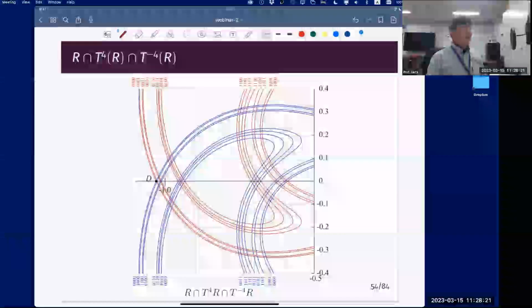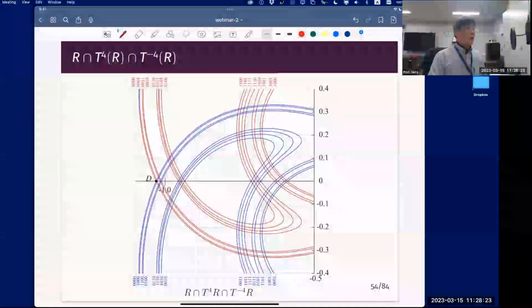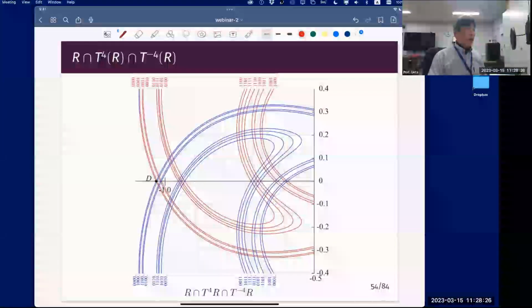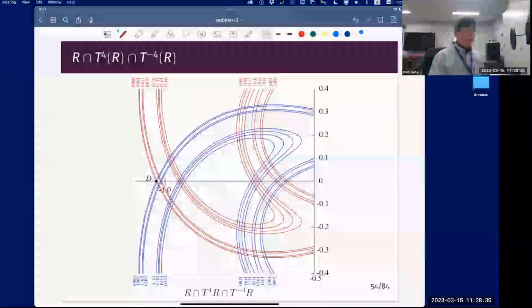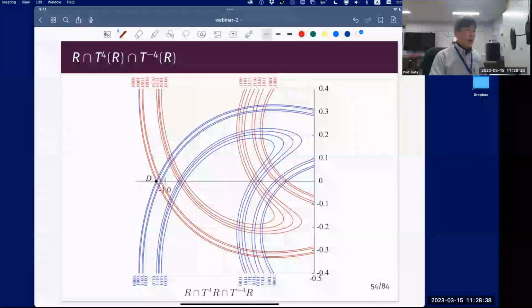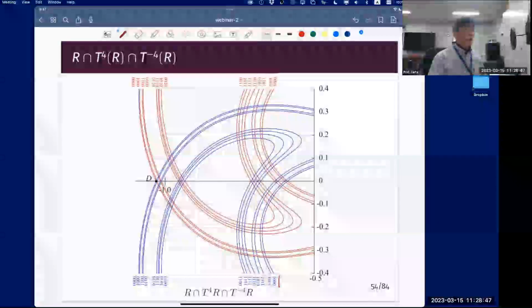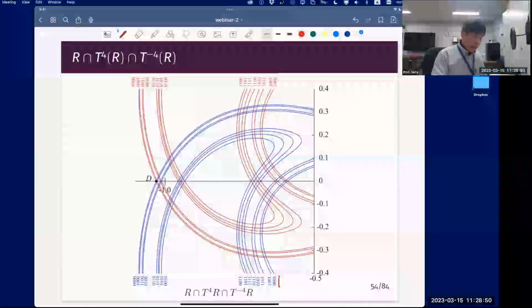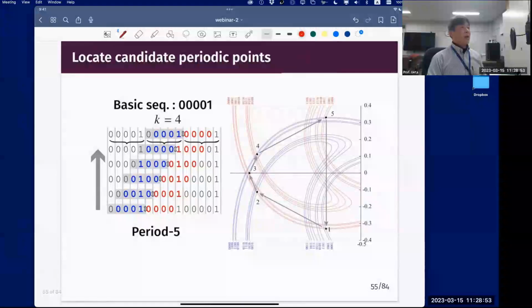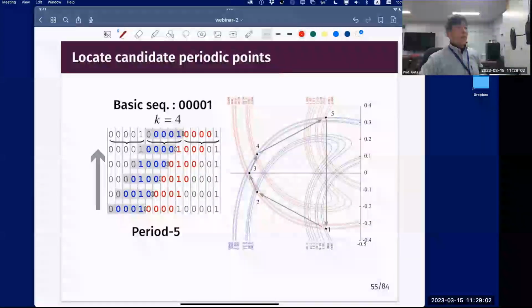Okay, for the 4th time, t to the power 4, the area is almost very thin, almost a line. You can also check the combination of the forward time and backward time sequences, and try to make a periodicity. This is another representation of finding the period 5 motion for t to the power 4.